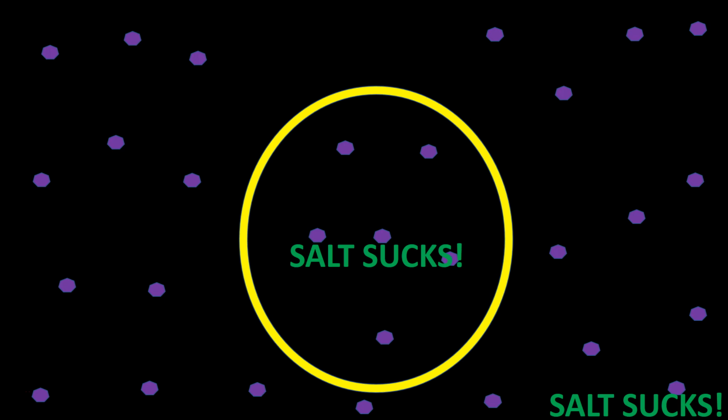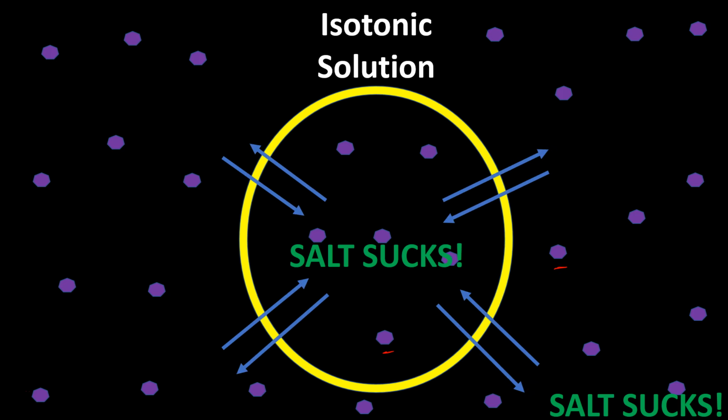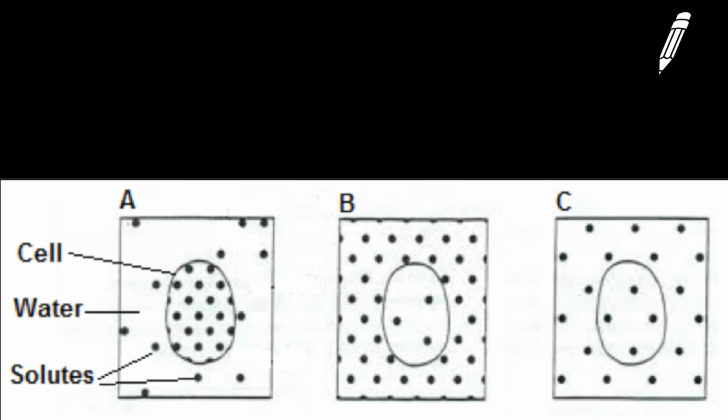And now, if we look at an isotonic solution, where there's an equal concentration of salt inside as there is outside, well, that cell's not going to move at all. The same amount of water that leaves equals the same amount of water that enters, okay? So this is what we want. We want an isotonic solution around our cells. So take a look at these pictures.